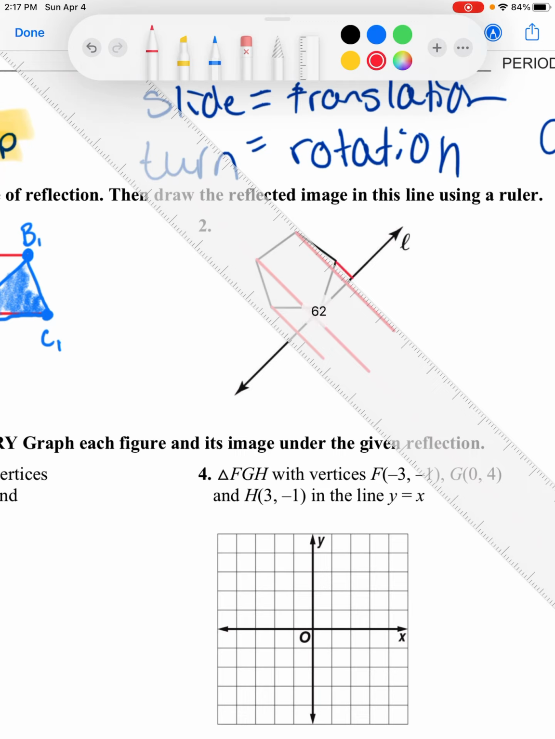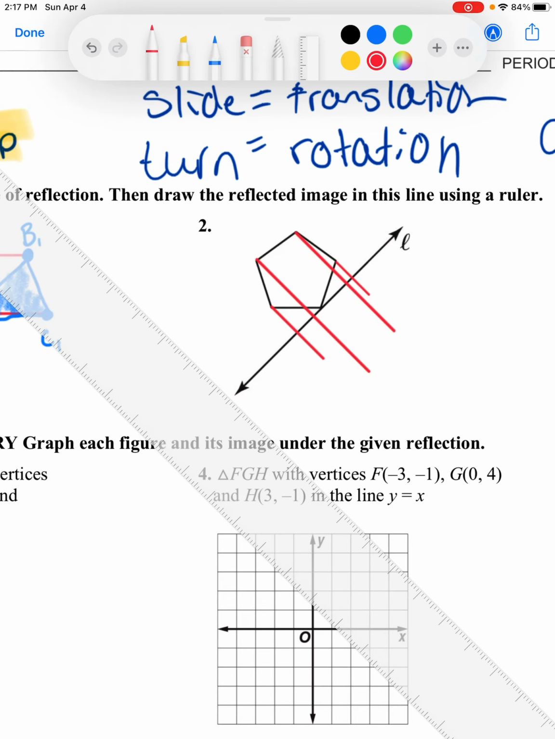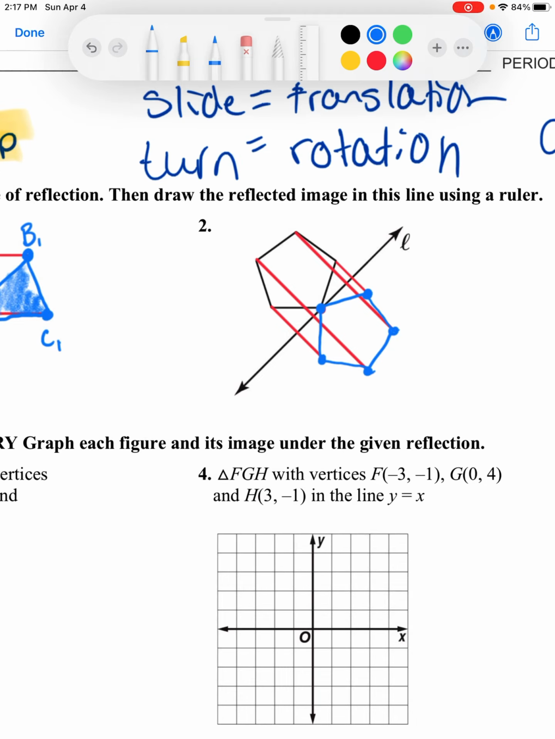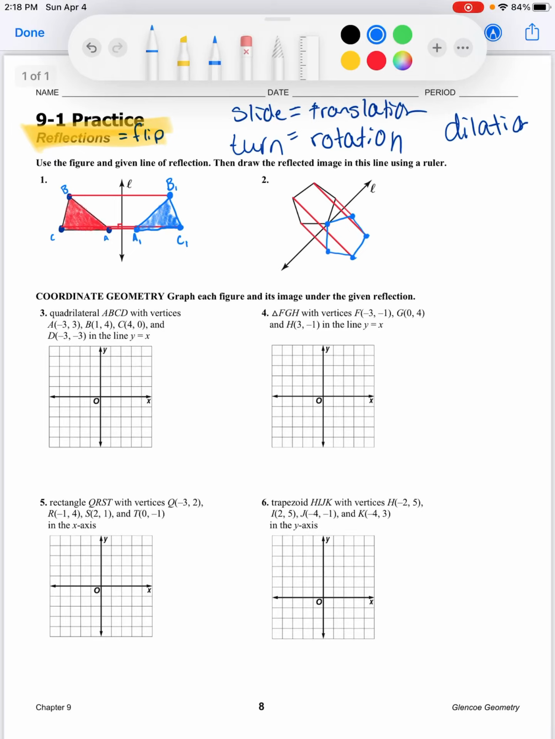Now we have one more line. If I can get the ruler to cooperate. 62, so 124. Close enough. Okay. And like I said before, this point is kind of right on the line already, so we're just going to leave that as is. So I'm going to draw my point there, point here, point here, point here, and point here. And then I'm going to connect these lines to show my reflected pentagon. So that's my reflected pentagon.